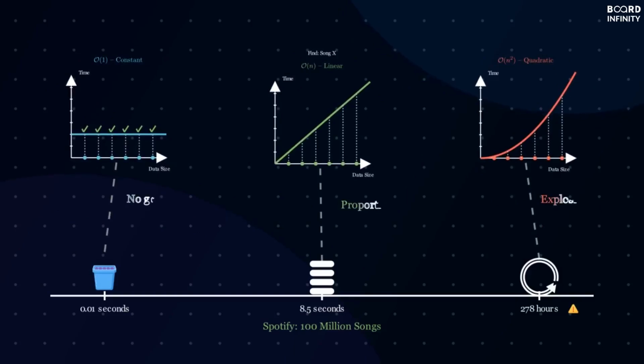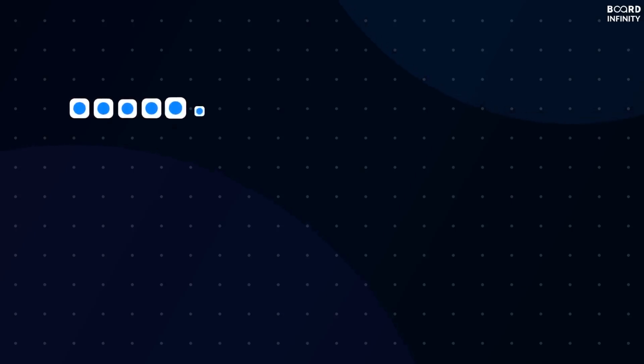Engineers don't obsess over Big O because they enjoy mathematics. They care because scaling problems are expensive. A design that works for 1000 users may fail for 1 million. Every data structure has hidden costs. Let's see them in action.